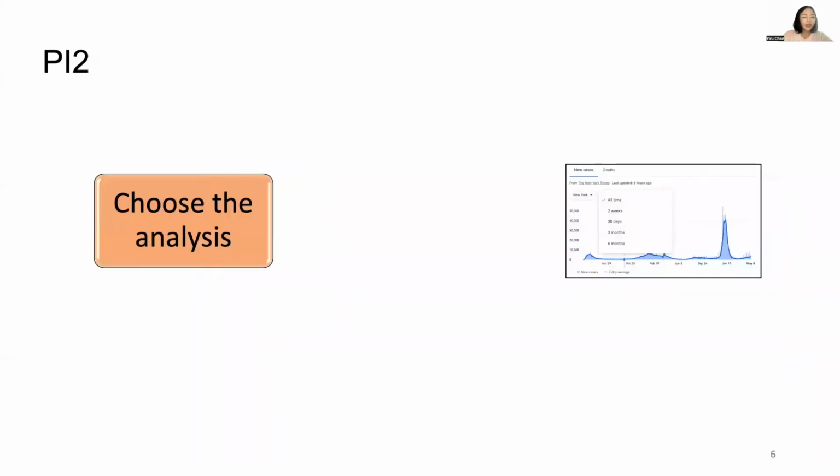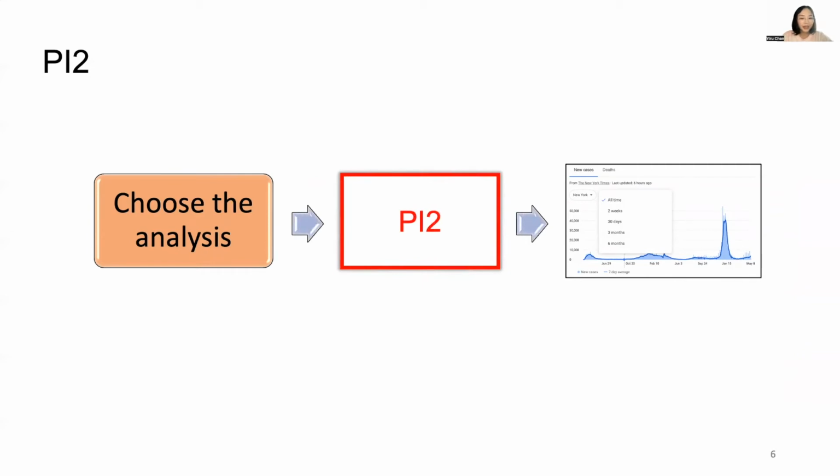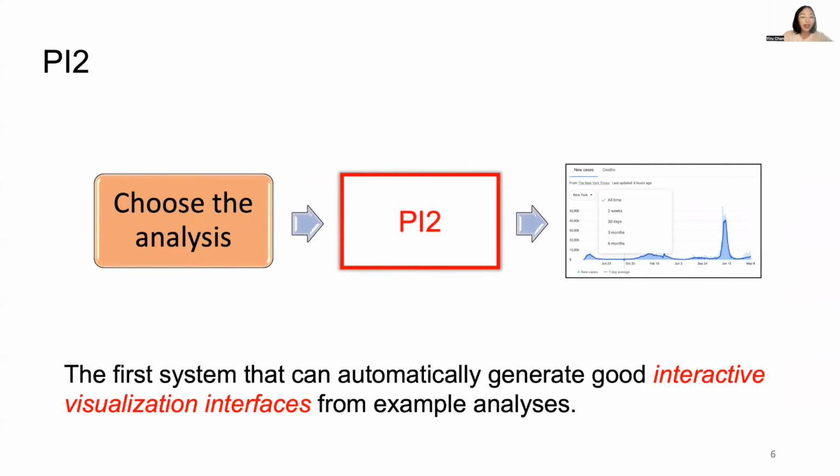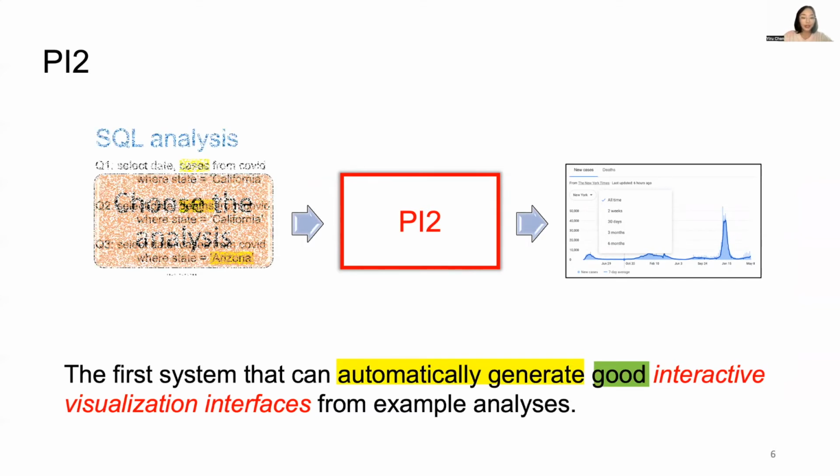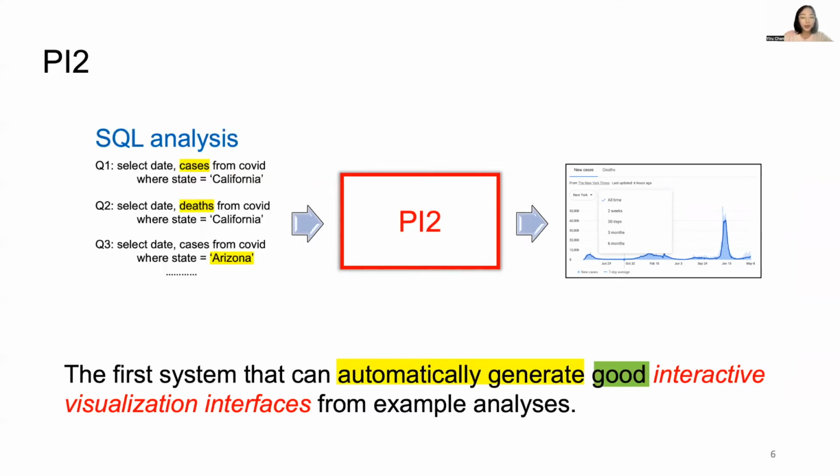So let's say you start with analysis. Could we generate an interface? PI2 is here to bridge the gap. PI2 is the first system that can automatically generate good interactive visualization interfaces from example queries. For us, analysis equals SQL queries. This is because SQL is ubiquitous. Everything dealing with data is moving toward SQL. Also at Columbia, we teach 900 students per semester to learn SQL, but we didn't teach that many students how to build the interface.